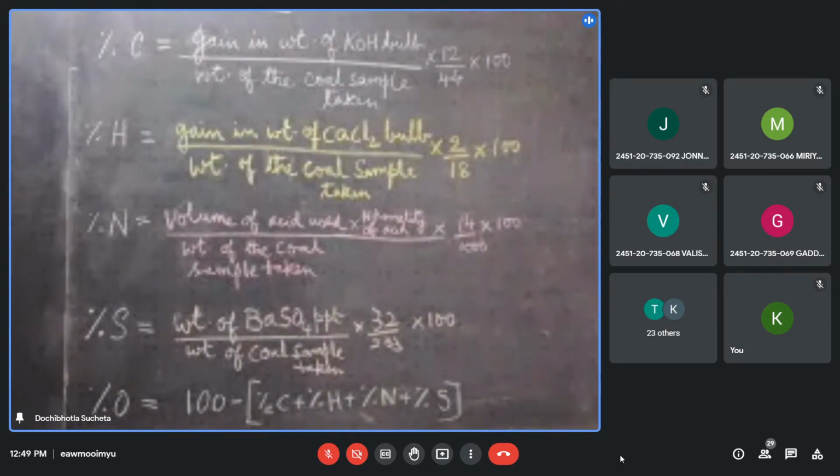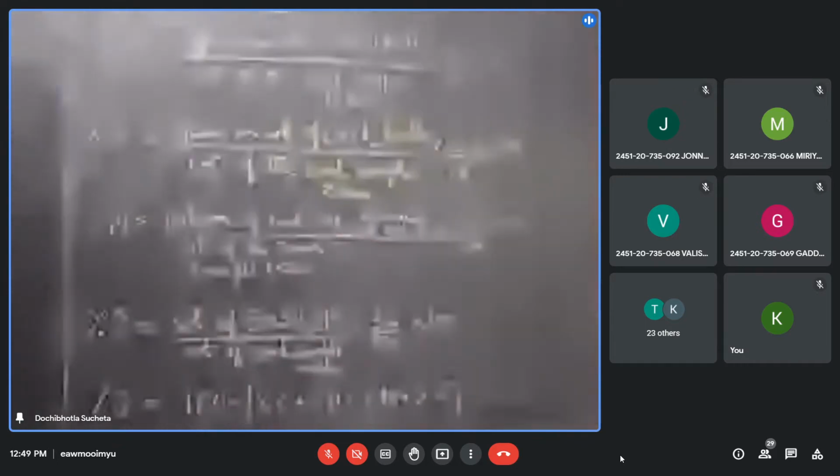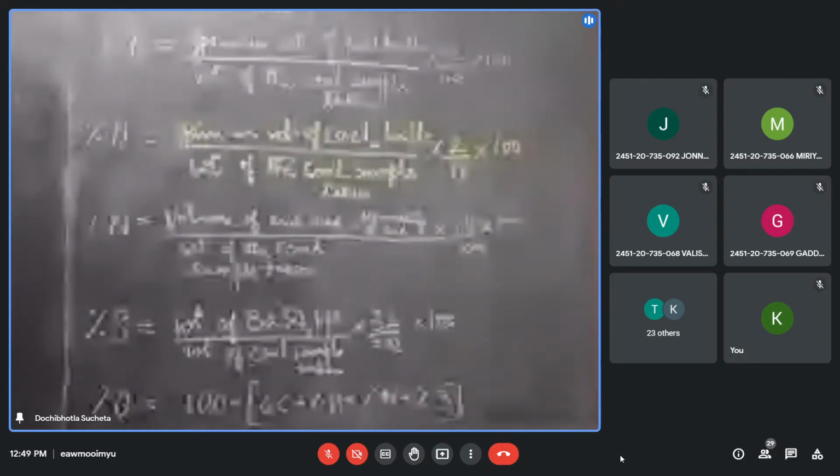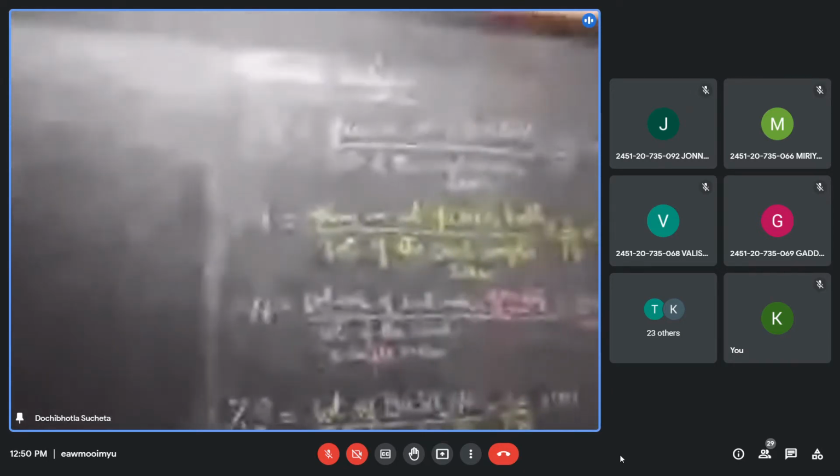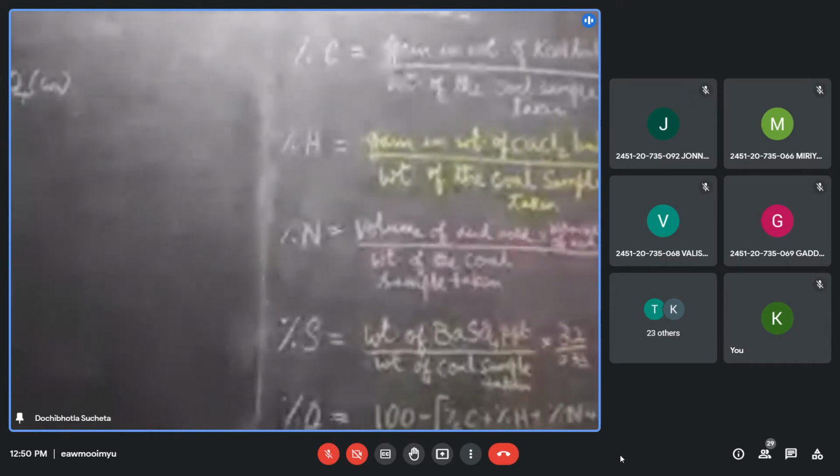Now I'll consider that you have jotted down the formulae at one place, easy to remember for your examination. So that is the discussion.